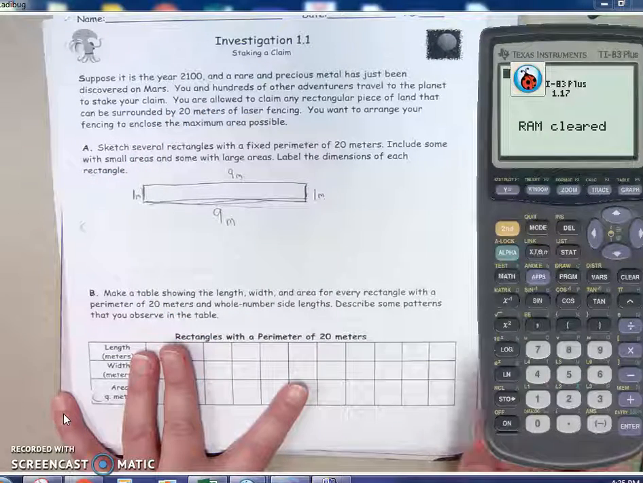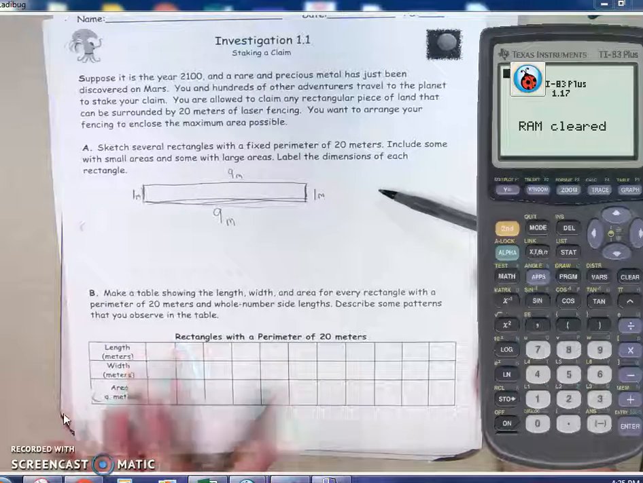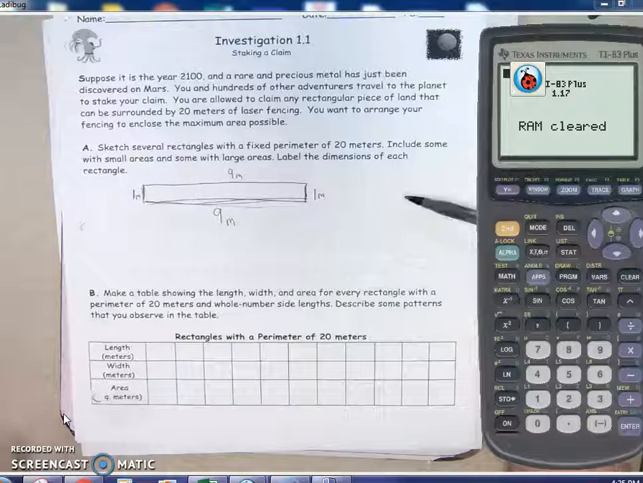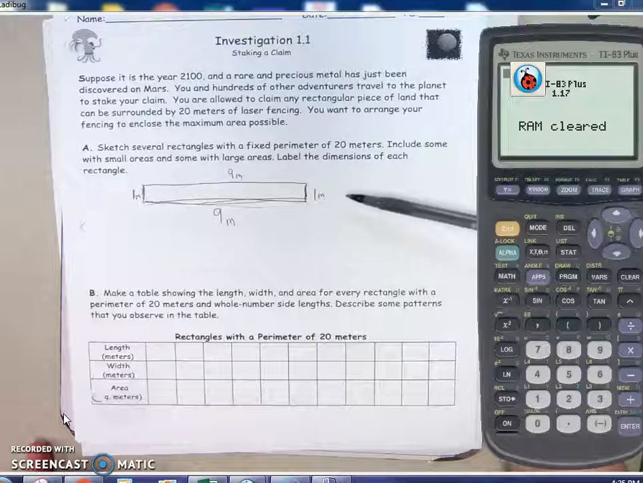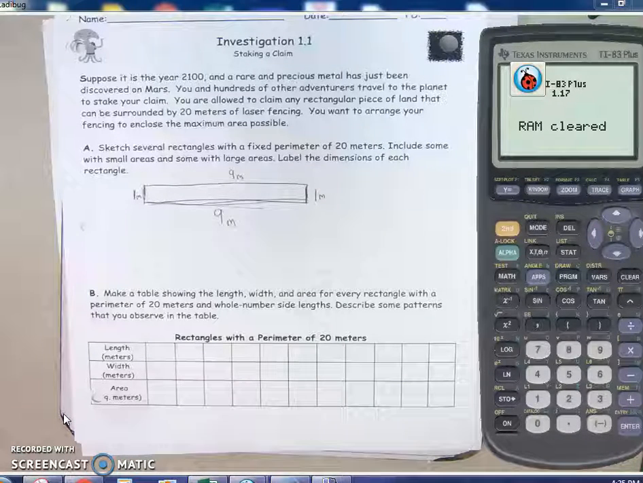So that's one rectangle I can make, but there are others. In this space here, or on a piece of paper, sketch a couple other rectangles that would work, that you would be able to create with a perimeter of 20, and then we'll look at the different areas. So pause the video and go ahead and try that.